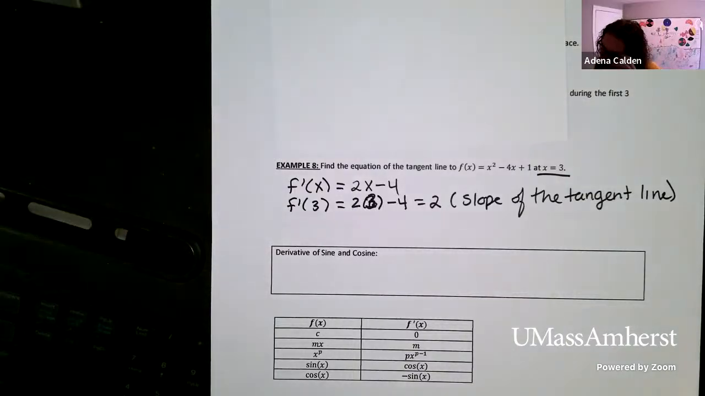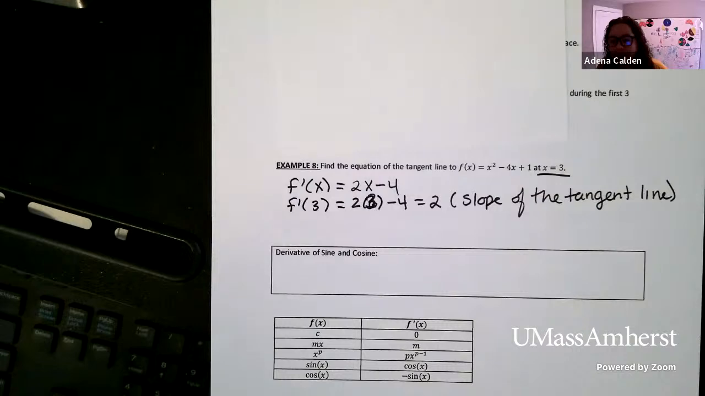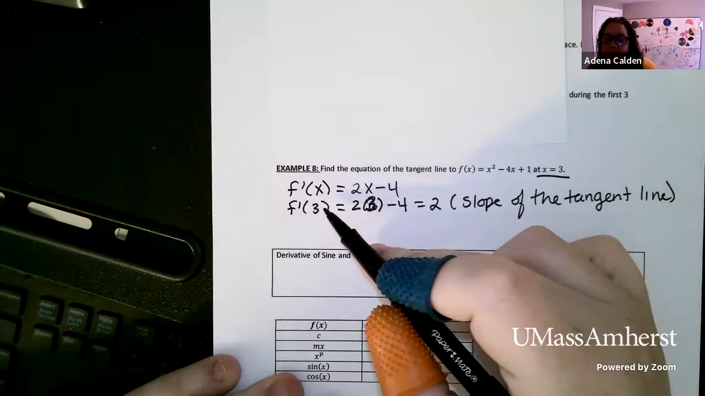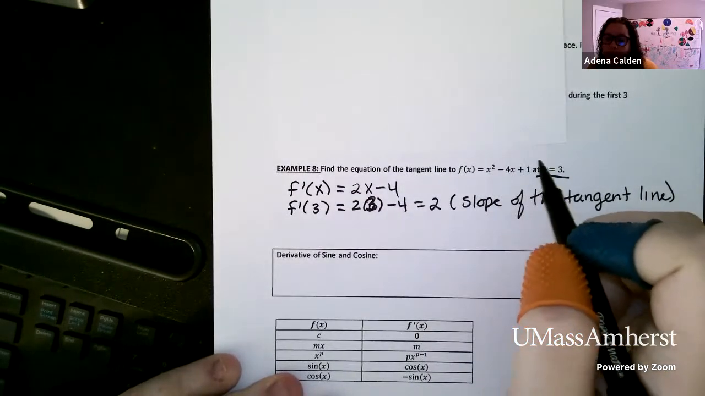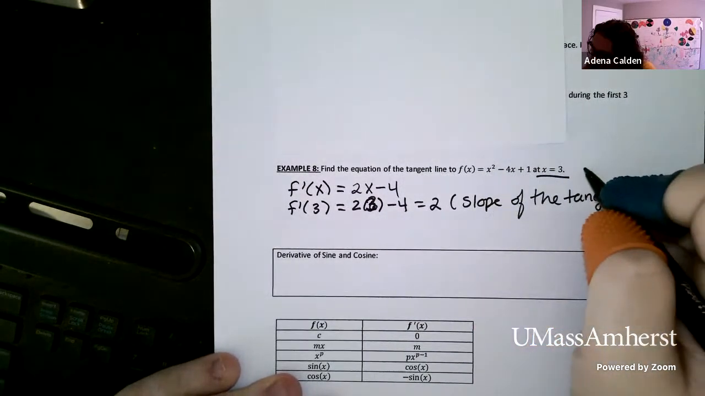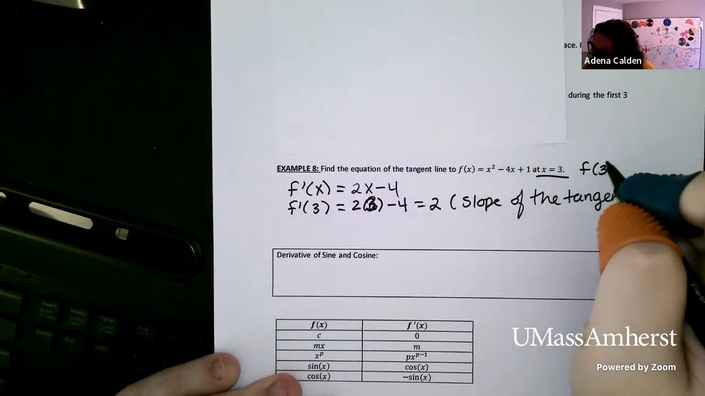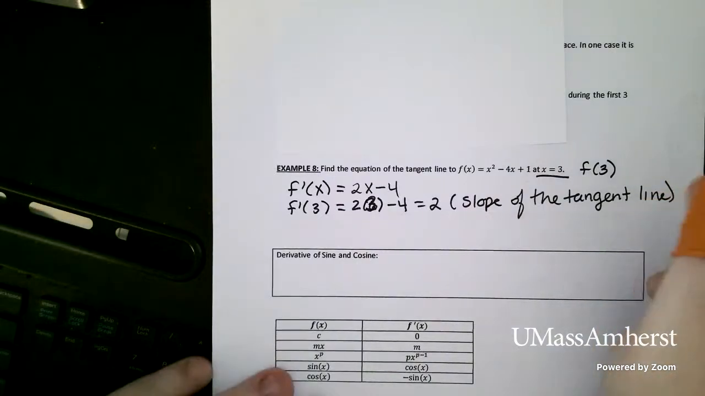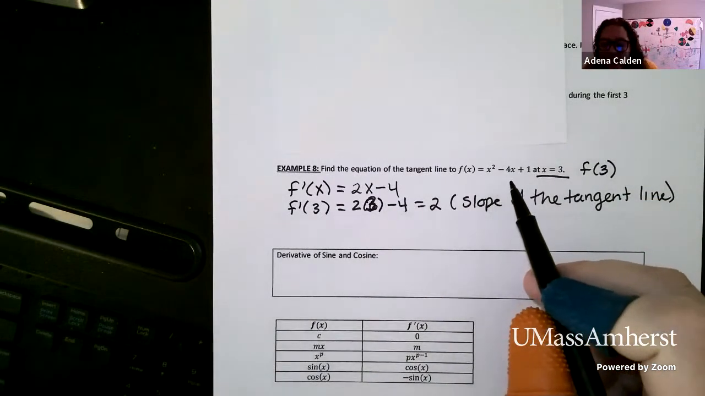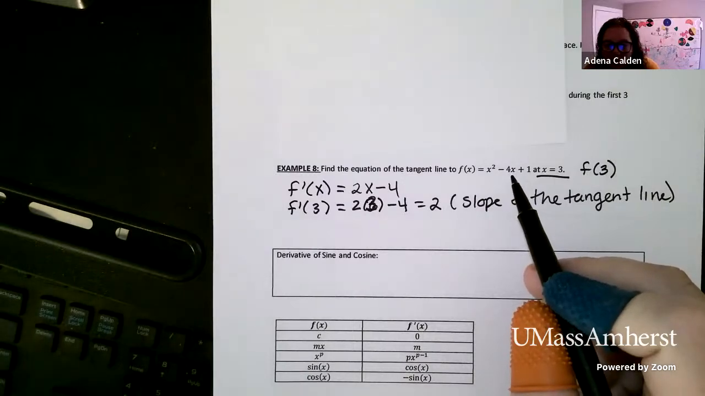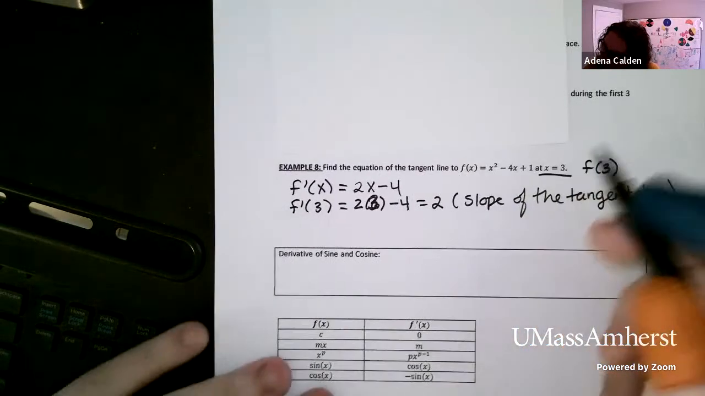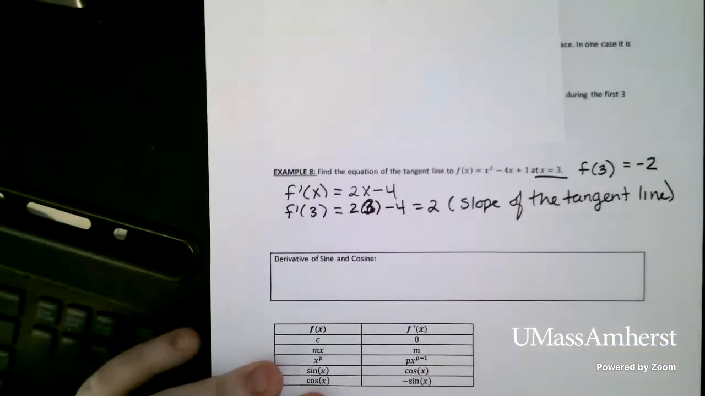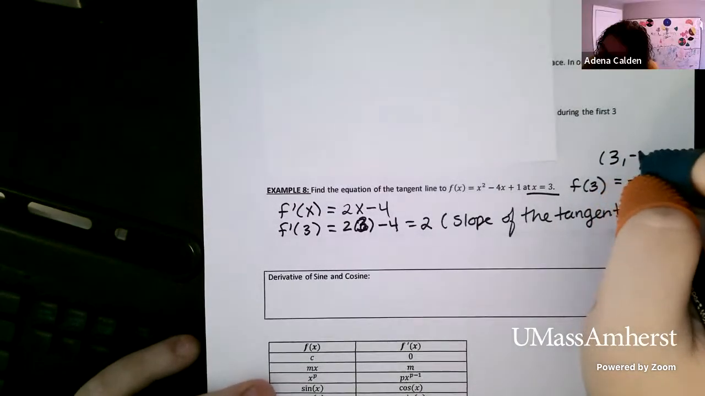And so in order to get the equation of a line, we need a slope and the point. So the point on the tangent line is the point where our tangent line touches the function. So if we were to plug a 3 into the original function, we can get the point where it touches. Okay, so if we were to plug in 3, we get 3 squared minus 4 times 3. So 9 minus 12 plus 1, that's going to give us -2. So we have the point 3 comma -2.